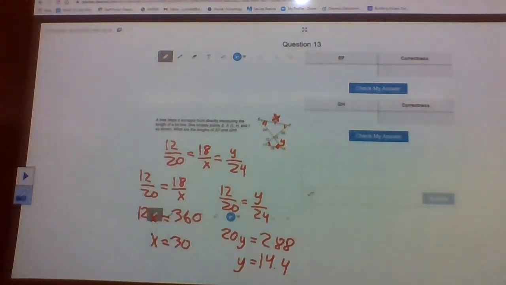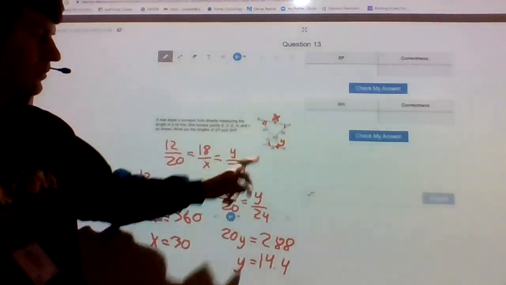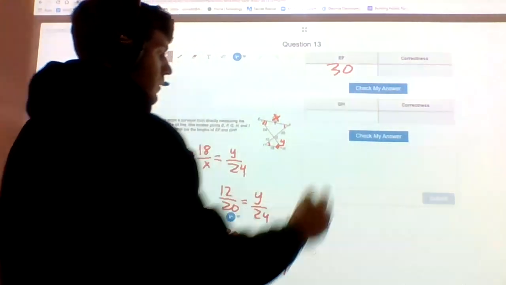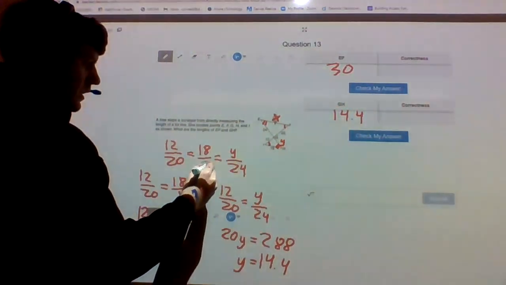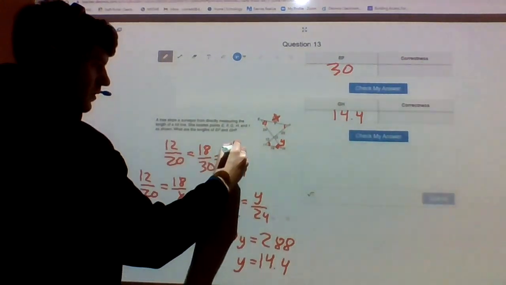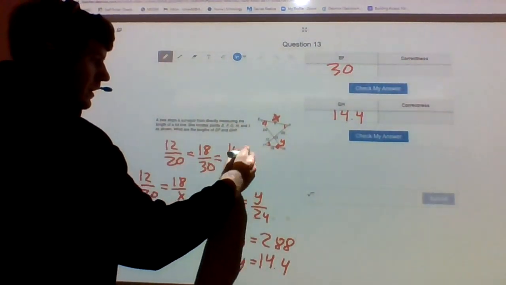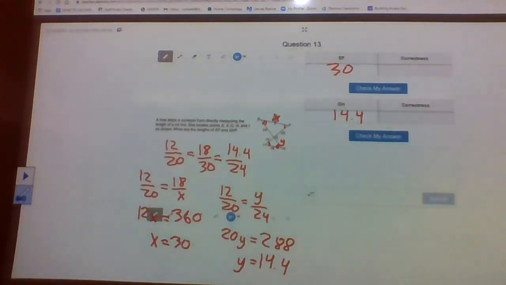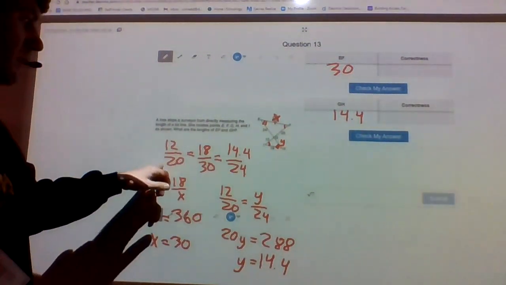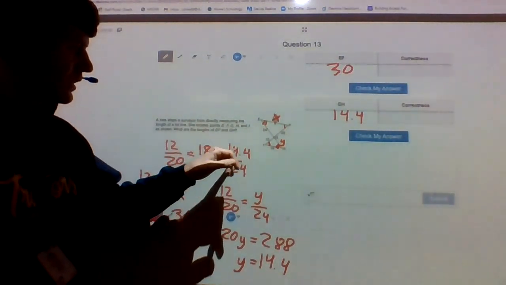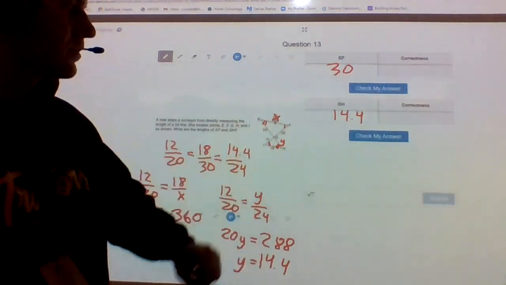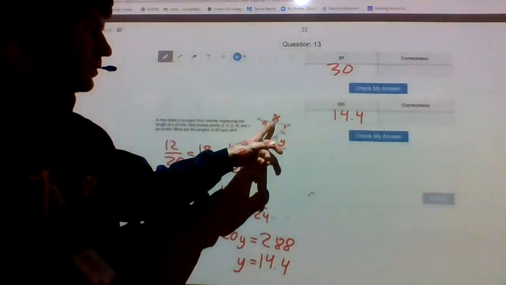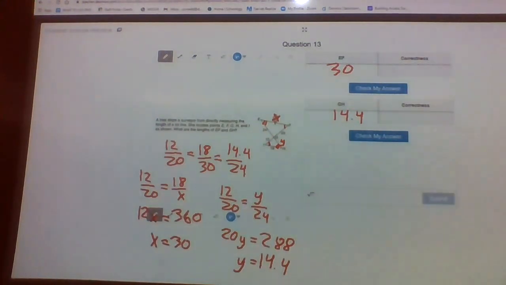So x was our EF, so that was 30. And then y was GH, so that's going to be 14.4. And again, we can plug those in here. If you found all those ratios, you would find that they all equal 3 over 5. 12 divided by 20 is 0.6, 18 divided by 30 is 0.6, and 14.4 divided by 24 is 0.6, or 3 over 5. So this small triangle is 3/5 the size of the big one, or you could think of it the other way, the big one is 5/3 the size of the small one.